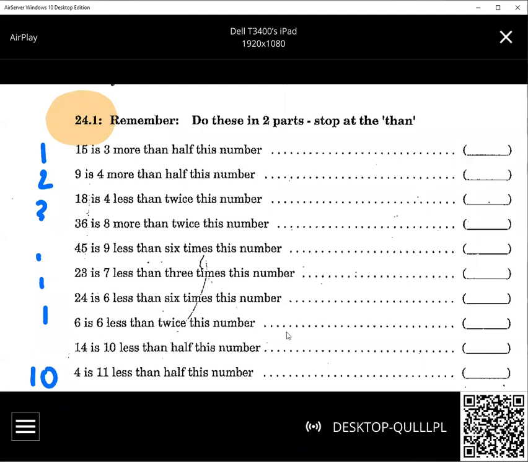Okay, 15 is 3 more than half this number. Right, let's grab some questions from this side. Actual questions. Copy.